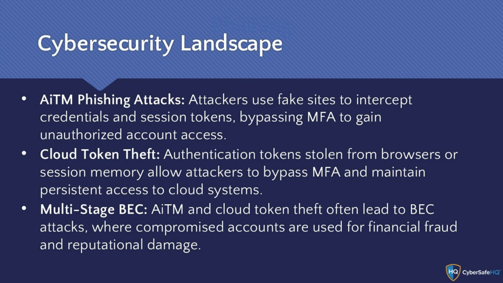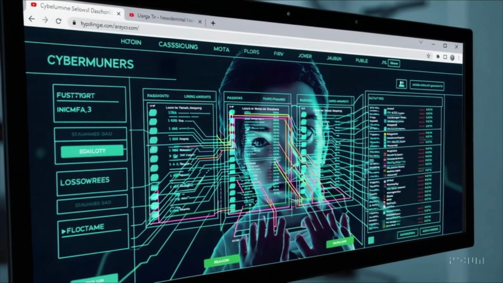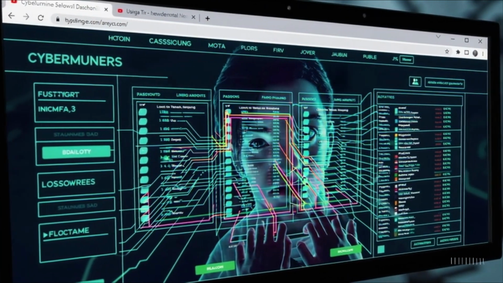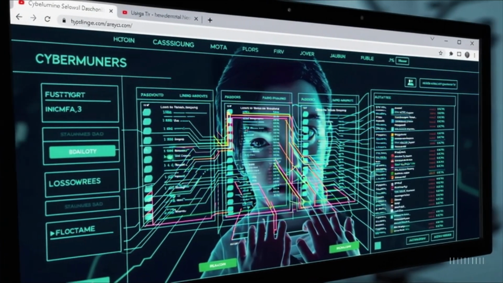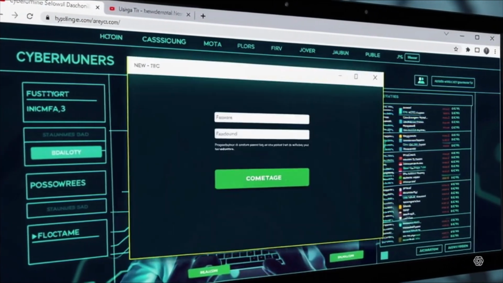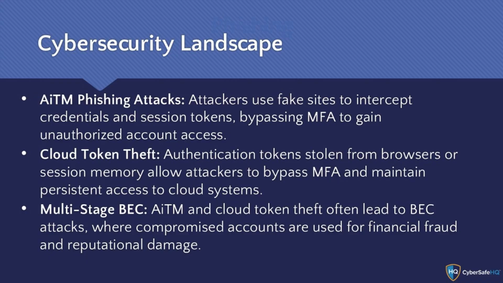AiTM phishing attacks. Attackers create fake websites to intercept user credentials and authentication session cookies. These attacks are effective even against multi-factor authentication, MFA, because they capture the session token, granting them access to accounts. Cloud token theft. Attackers steal authentication tokens stored in the browser or session memory to bypass MFA and maintain persistent access to cloud systems without needing passwords.